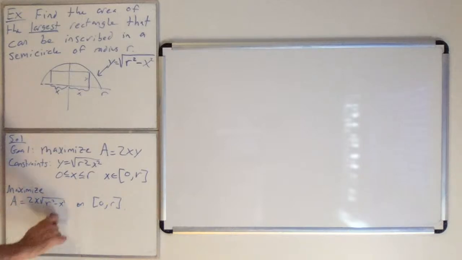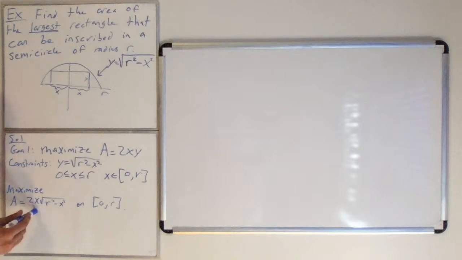So something you could answer to maybe help out your classmates that aren't sure where to get started. What rules do we have to use in order to take the derivative of this function? So what rules are we going to use to take the derivative of 2x times the square root of r squared minus x squared?